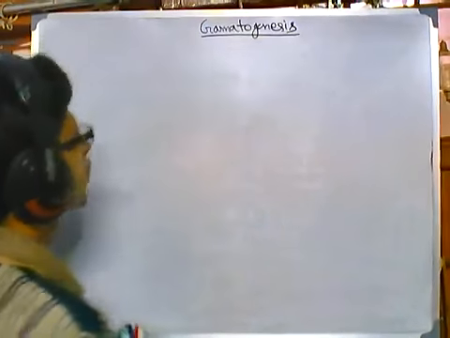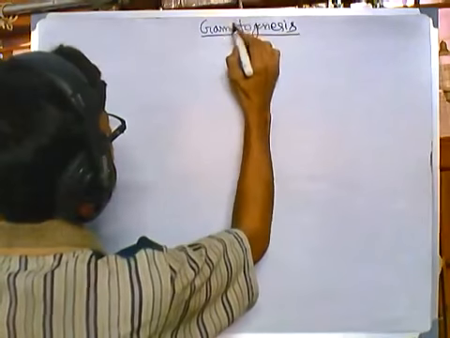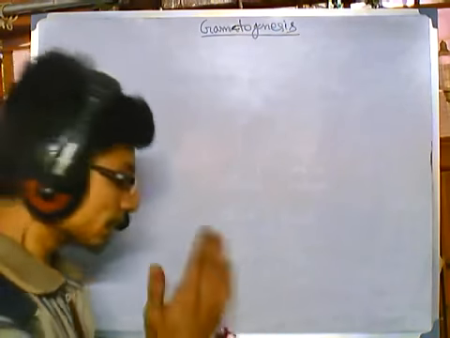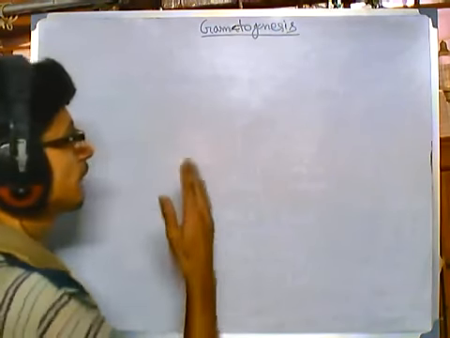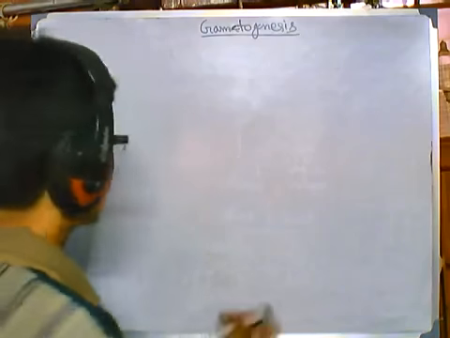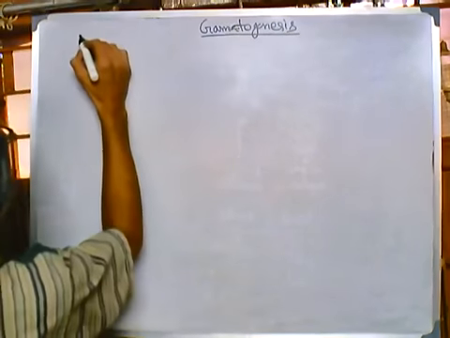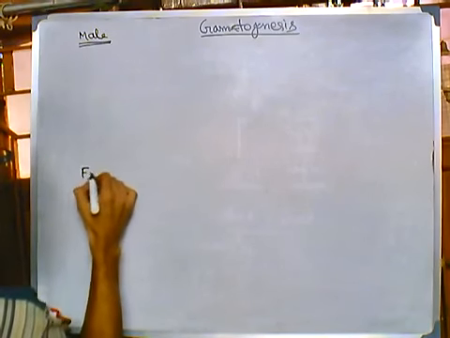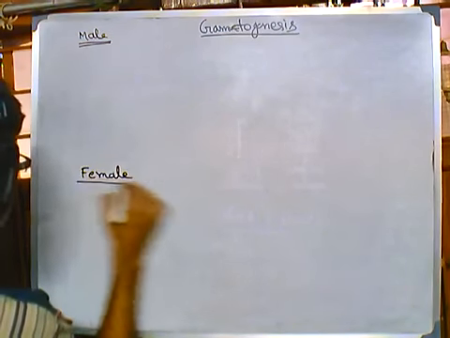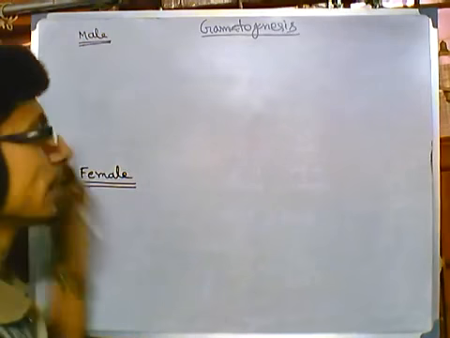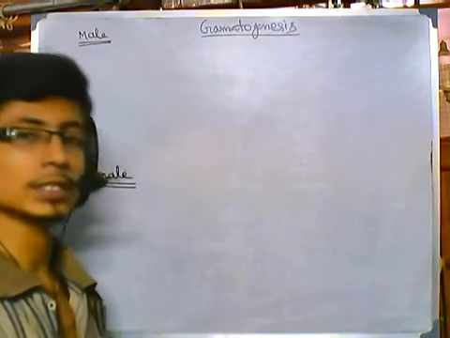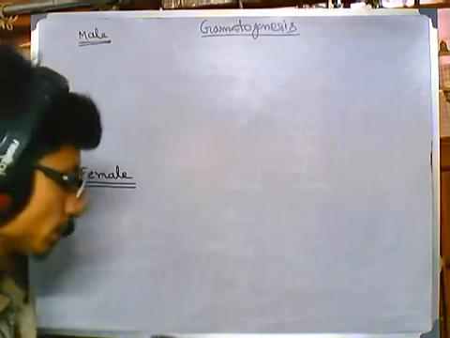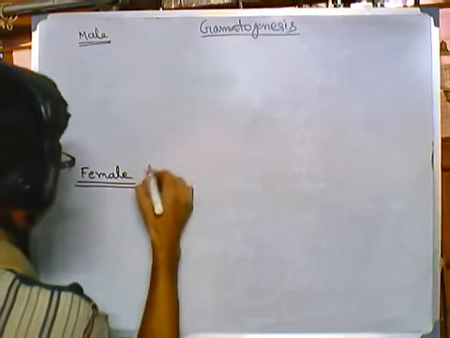Okay, so we'll be talking about gametogenesis. Gametogenesis in case of male and in case of female actually varies. Now we'll be dividing it into two different parts. We'll be talking about male here and female here. The gametogenesis process for male is quite simpler than the gametogenesis for female, because the female gametogenesis, or oogenesis, process is complicated.